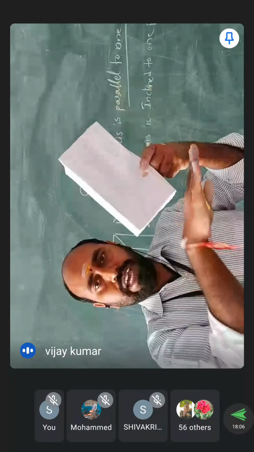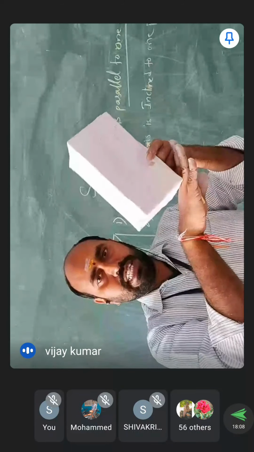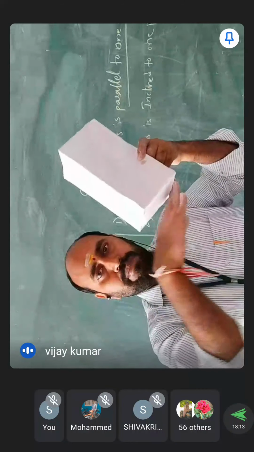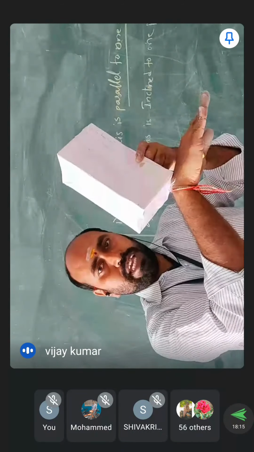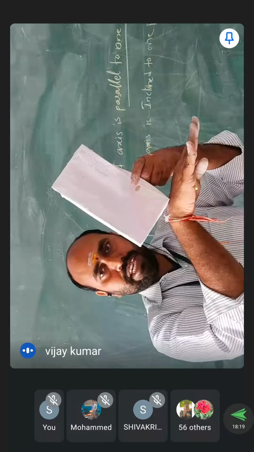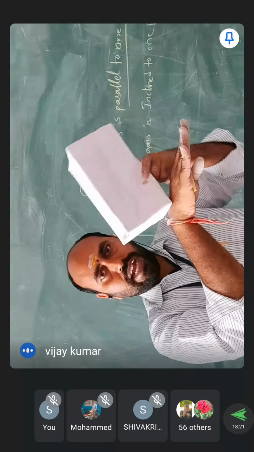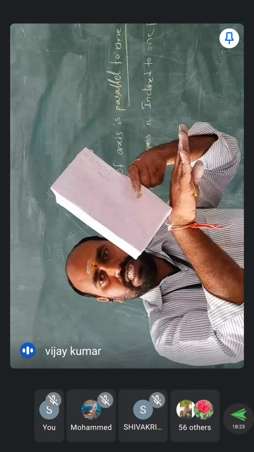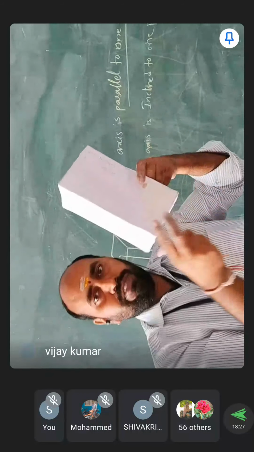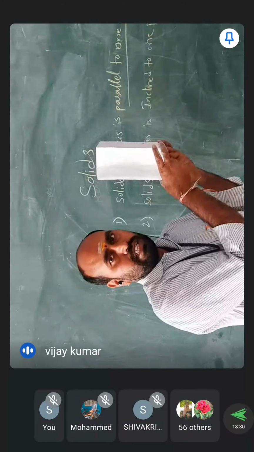It is parallel to VP and making 45 degrees with HP. Not the base making it. This is the base, and the base is not making the angle; the axis is making it. Everyone try to understand this. The axis is making it. Actually, this is the position, and the axis is making 45 degrees with HP, and in another direction it is parallel to VP.